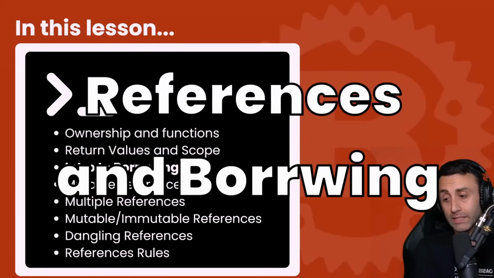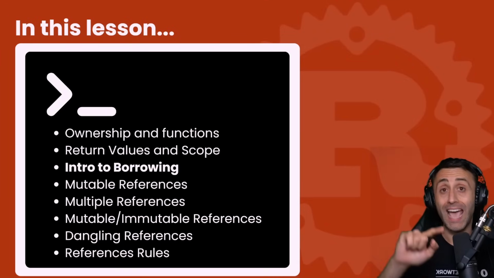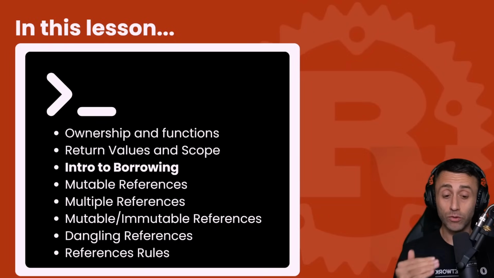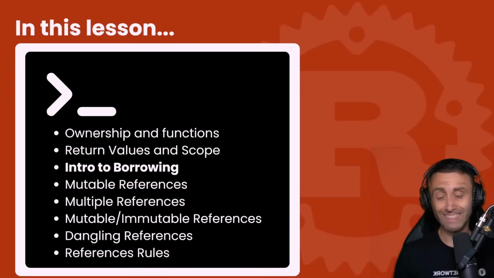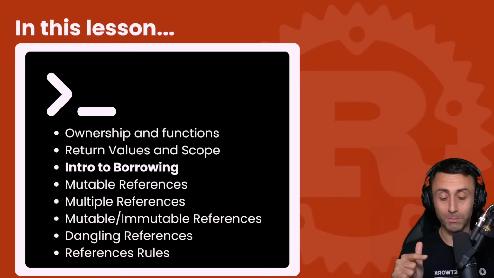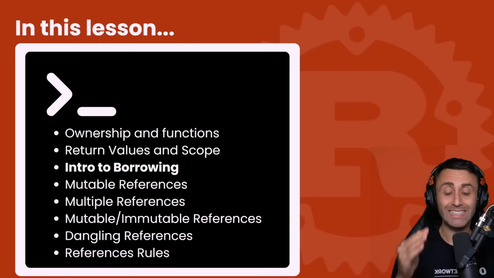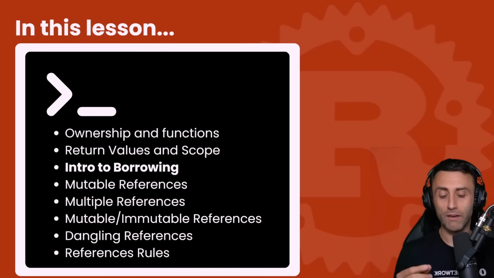In this lesson, we will see many different things. One is that we will start seeing the ownership and functions, very important, this is linked to the previous lesson. Then we will see return values and scope for functions, and then we'll finally make an introduction to borrowing and references, mutable references, multiple references, mutable and immutable references, very important part. And the last part is dangling references, references to a place in the memory that has no value. And then we will talk about two simple references rules.